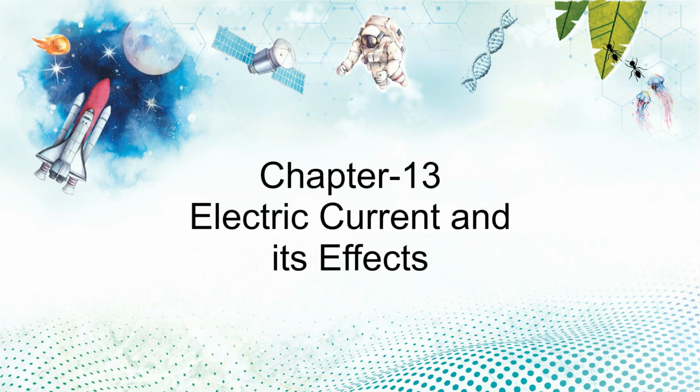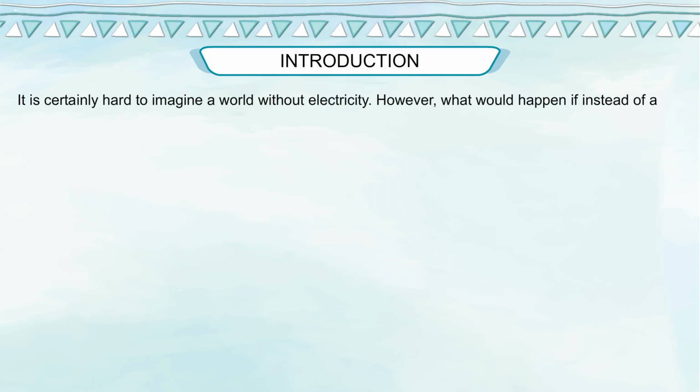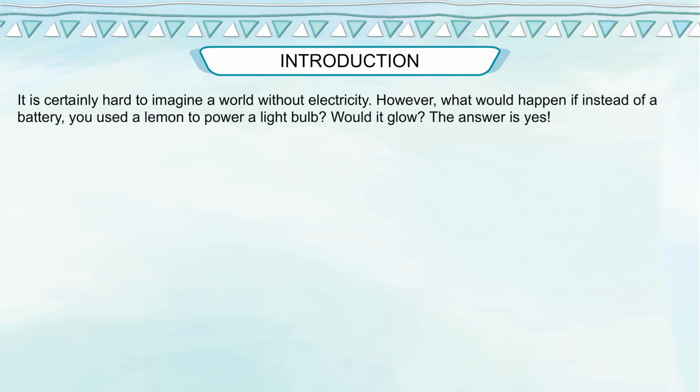Chapter 13, Electric Current and its Effects. Introduction. It is certainly hard to imagine a world without electricity. However, what would happen if instead of a battery, you used a lemon to power a light bulb? Would it glow? The answer is yes.